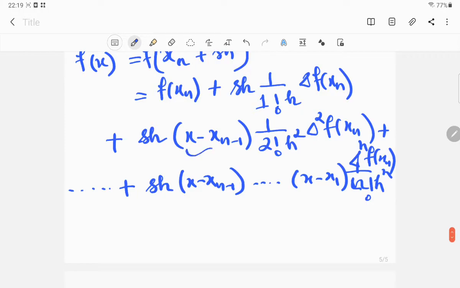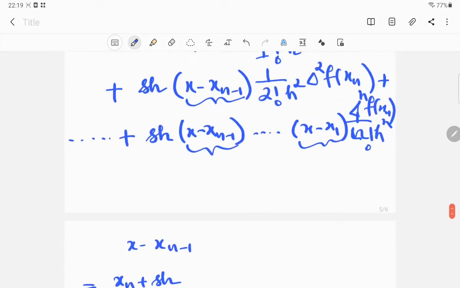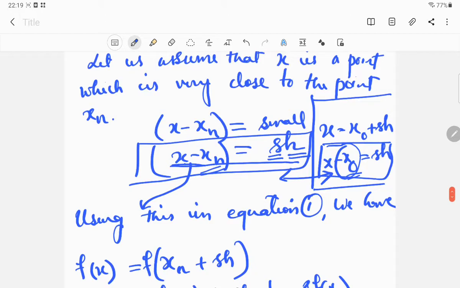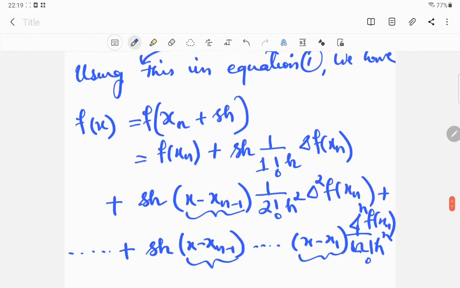So here you can see we don't know this term, we don't know this term, we don't know this term. So for that we need to do some modification. I will do some rough work and show you how to do that. Suppose you want to write x minus xn minus 1. So x is nothing but xn plus sh.